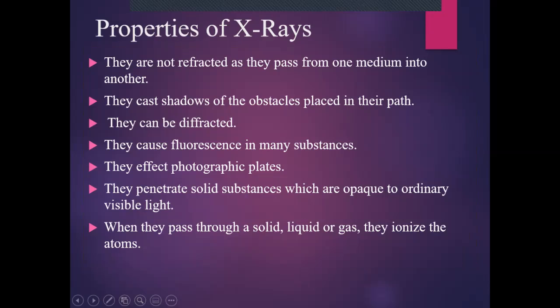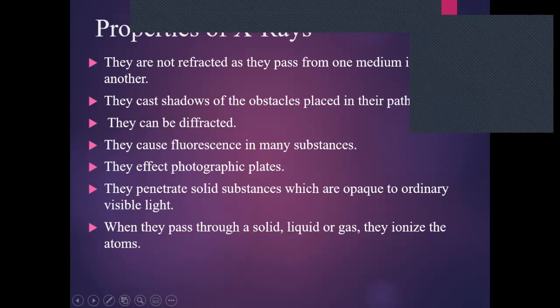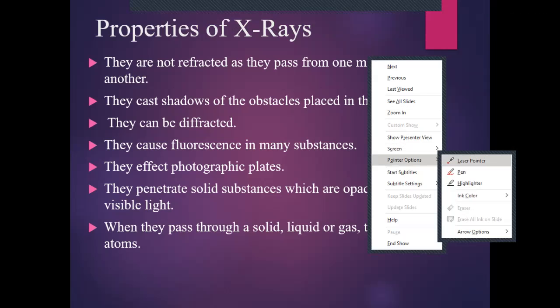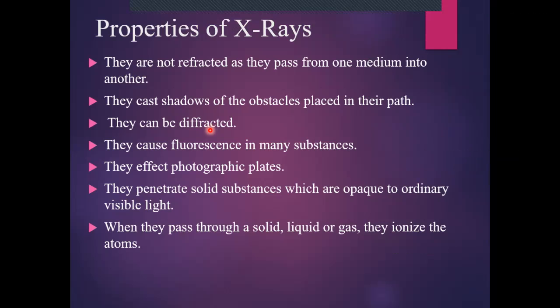Now we discuss some of the properties of X-rays. They are not refracted as they pass from one medium to another medium. As you know, whenever light or electromagnetic radiation passes from one medium to another medium, it is refracted. But as their wavelength is very small and their energy is very high, they are not refracted like normal light. And they also cast the shadow of an obstacle placed in their path.